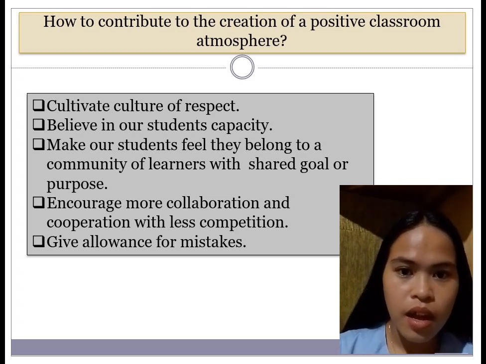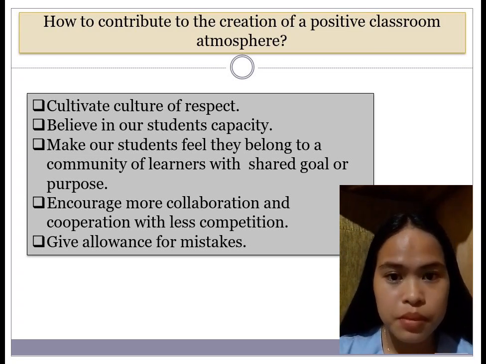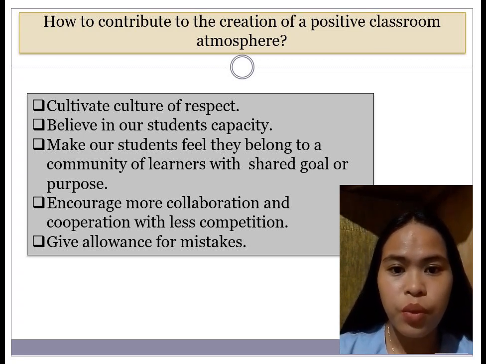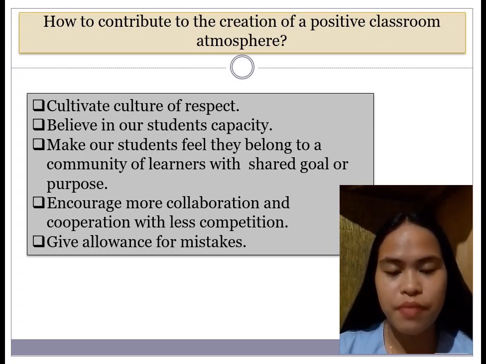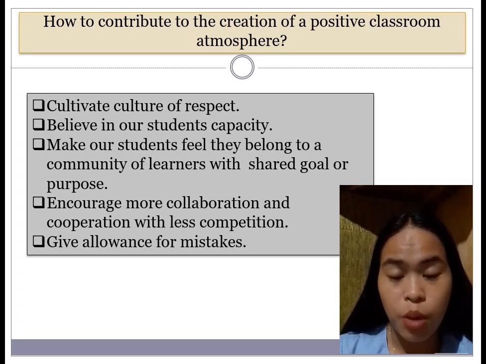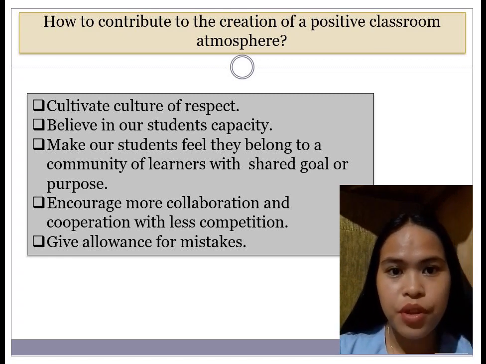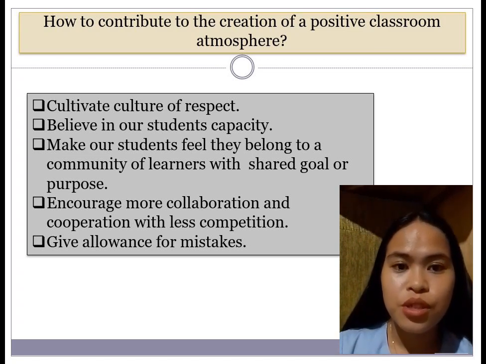In this context, a competitive classroom spirit is certainly damaging in our attempt to produce a favorable classroom atmosphere. While competition, when used judiciously, may motivate students, it is believed to bring more harm than good. So for greater learning, we should encourage more collaboration and cooperation, and of course, less competition. If ever there will be competition, it is our students competing against themselves to be better.